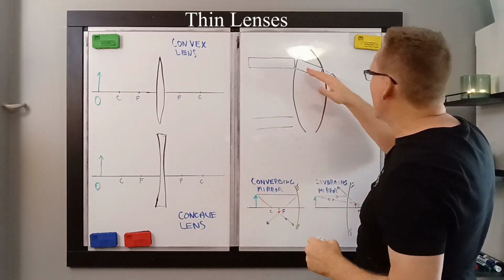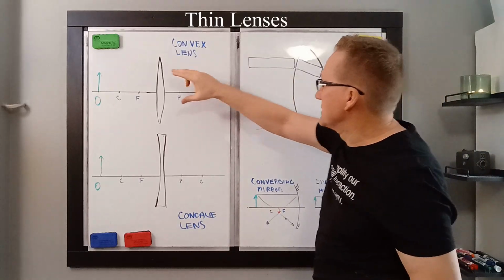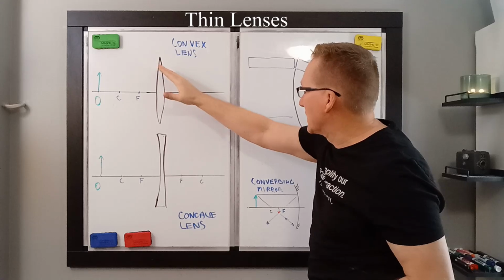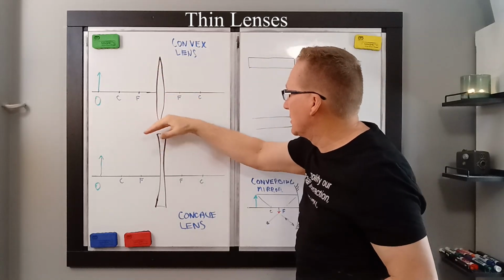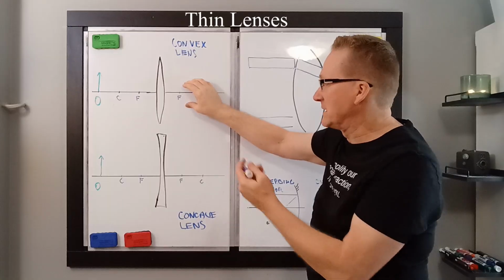So can you see how a lens like this, a convex lens, would tend to converge things? So a ray of light that hit here would tend to come down. A ray of light that hit here would tend to come up, and would tend to be a converging lens. Let me write that down for you.